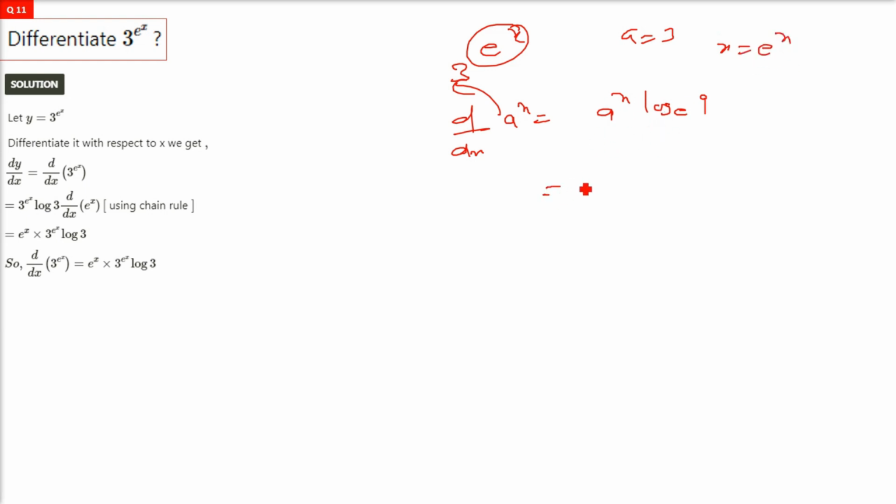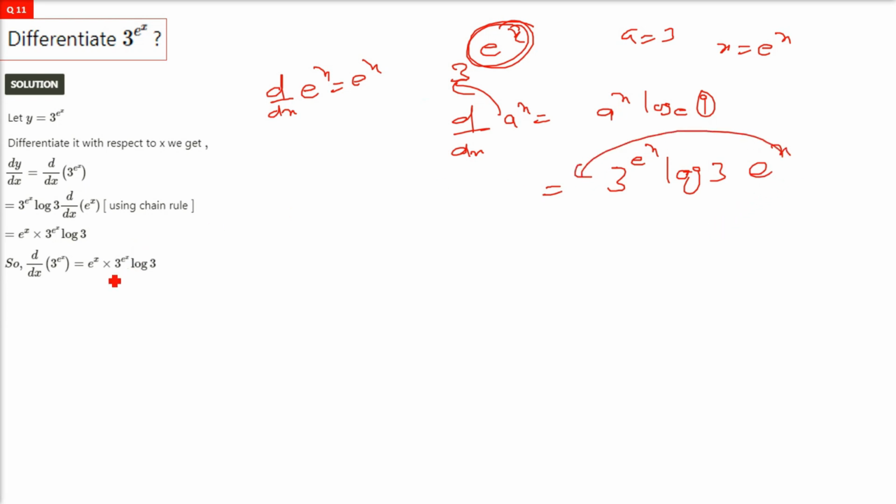So now you just apply it here. X is e to the power x. So 3 to the power e to the power x log base e. You can just skip e. This a is 3. But you cannot stop here. You have to differentiate e to the power x also. D by dx of e to the power x is e to the power x. That is going to be the final answer. And always keep this e to the power x in the front. You have to write exactly like this, everything, in writing. I'm not writing it just to save time.